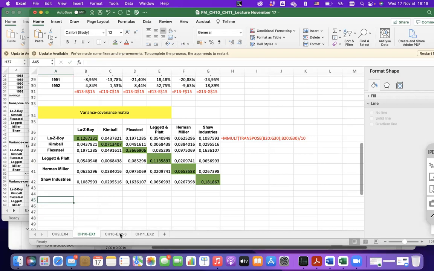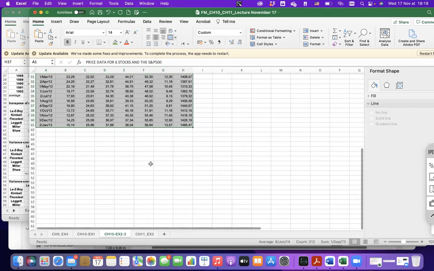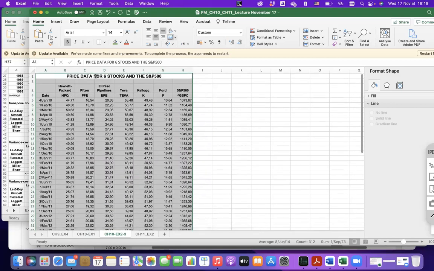Now please move to the next sheet. Now you should be able to do it on your own. We have here the data for 6 stocks: Hewlett Packard, Pfizer, El Paso, Teva, Kellogg, Ford, and the index S&P 500. Now you should find the variance covariance matrix, but pay attention here. Here we have the prices, not the returns. We have monthly price data.